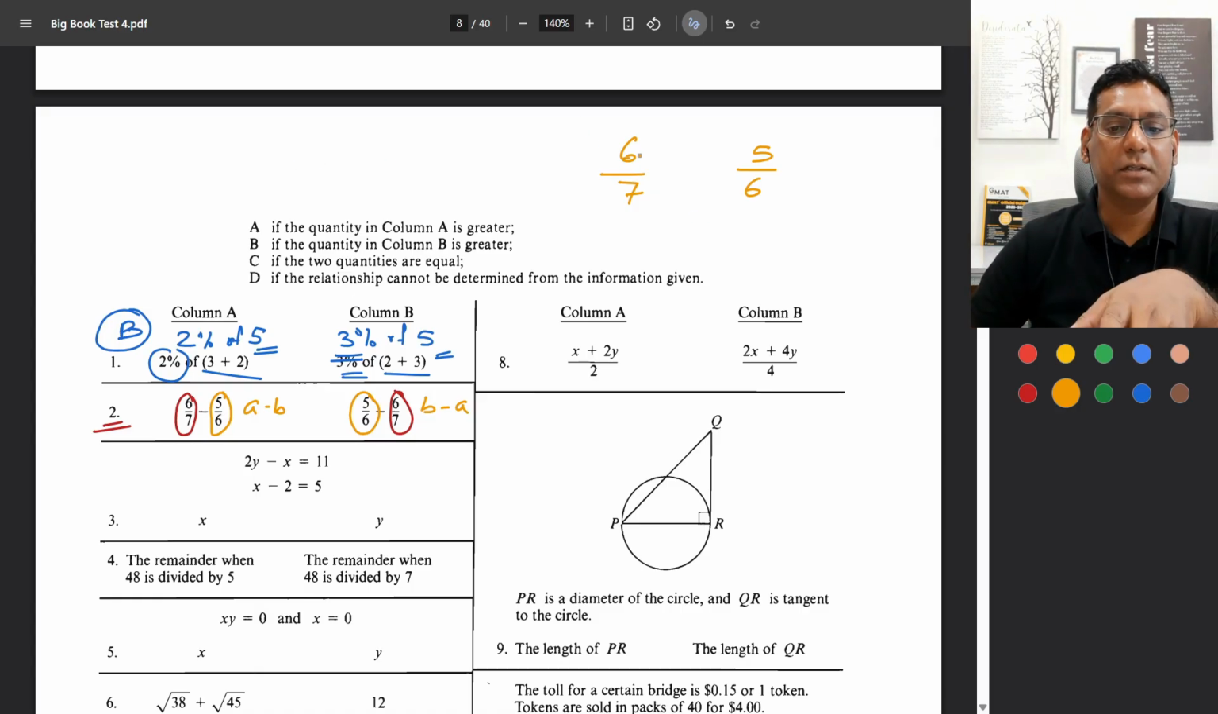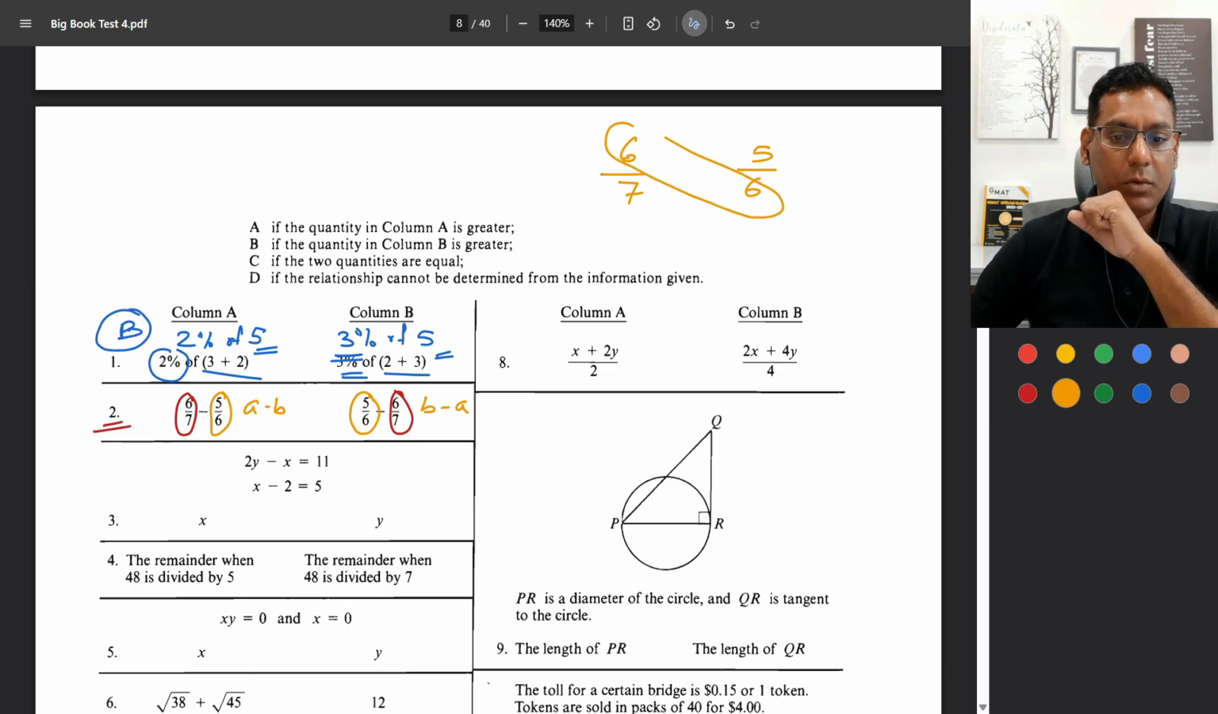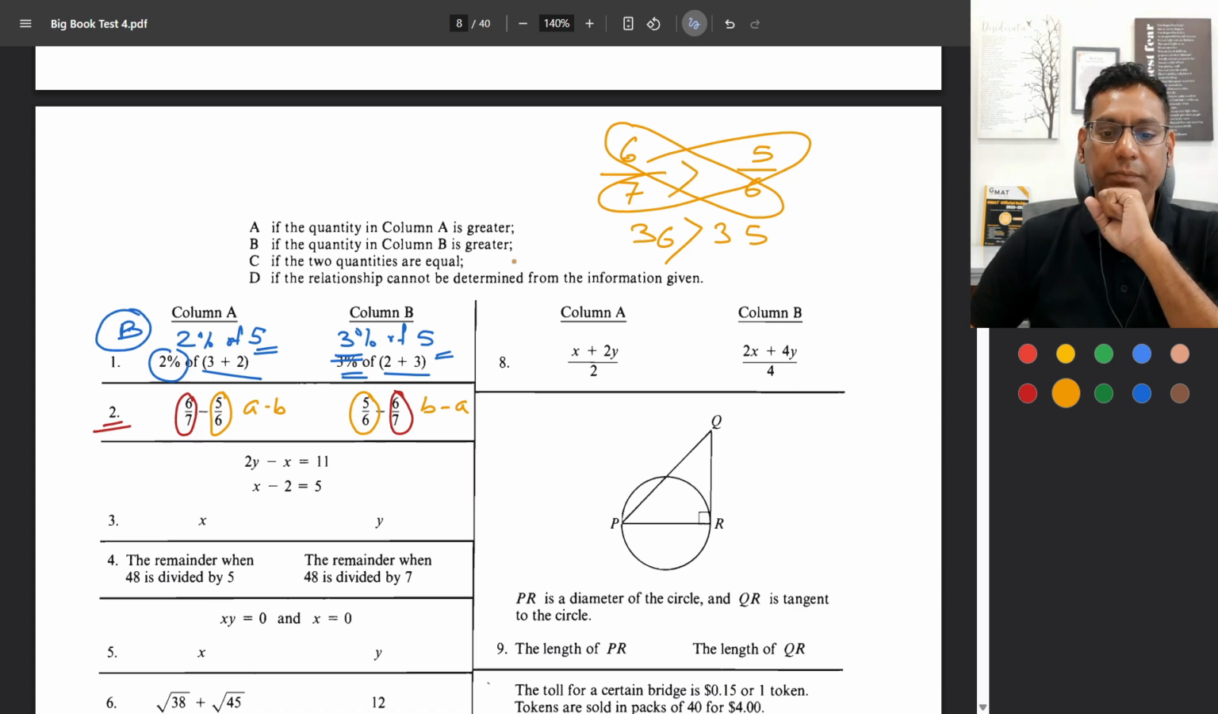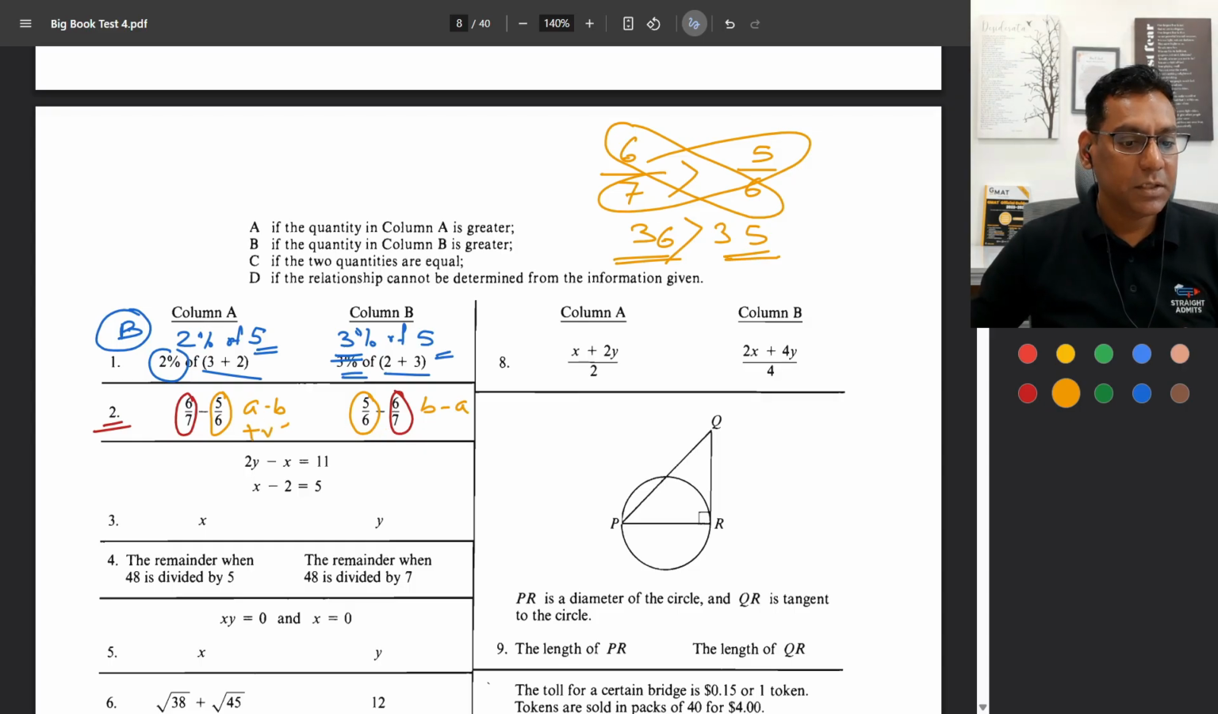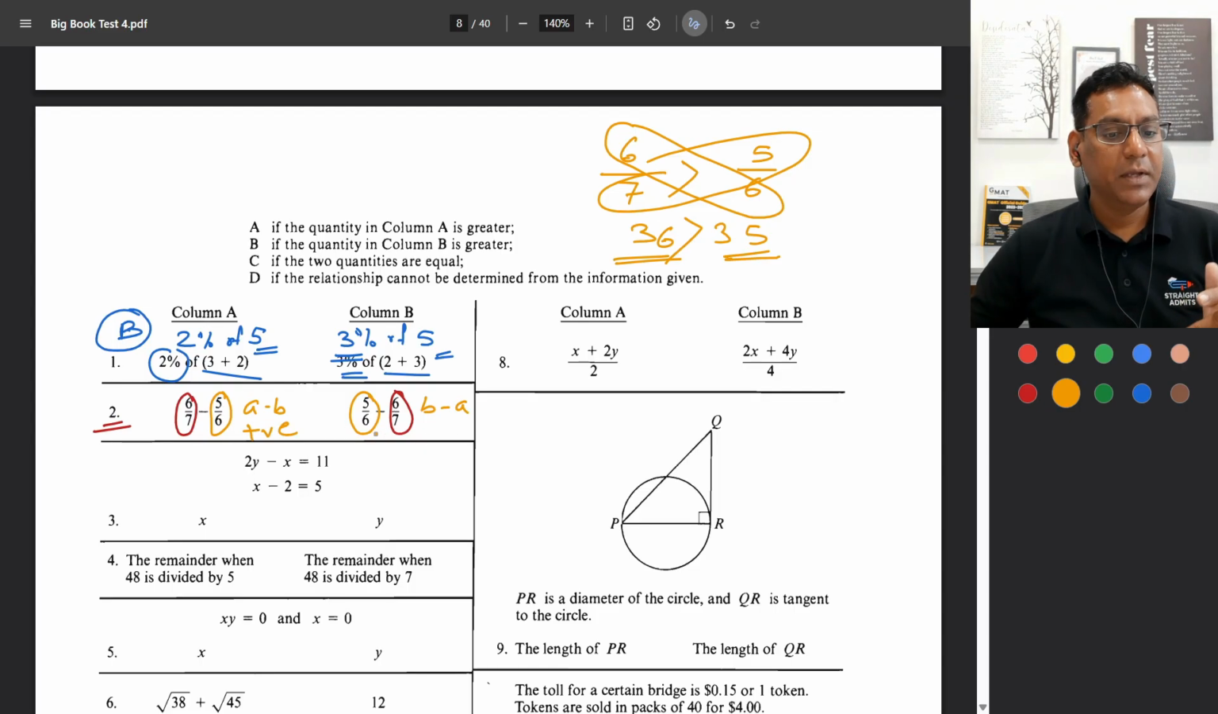How do we compare two fractions? Basically, we cross multiply. So I do it like this, and I get 36. I do it like this, and I get 35. 36 is bigger than 35, so 6 by 7 is bigger than 5 by 6. There are other ways of doing it also. If 6 by 7 is bigger, then 6 by 7 minus 5 by 6 is going to be a positive number, and the other is going to be a negative number, right? So the answer here is going to be A.